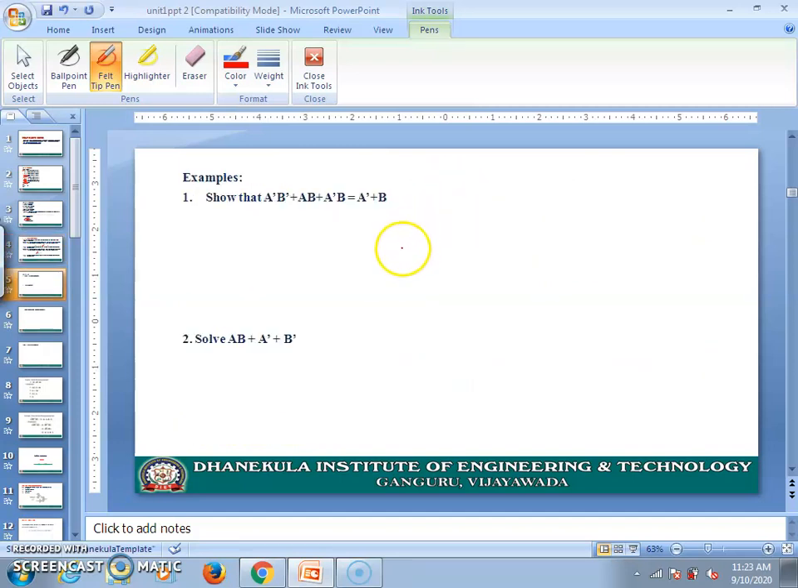Here I am considering examples like this. First I am considering this example. If you consider this example, first you observe: are there any common terms? First I am observing these two terms. There is no common variable present in these two terms. Next I am considering these other two terms. Here B is the common variable in these two terms. That's why I am taking B as common from these two.